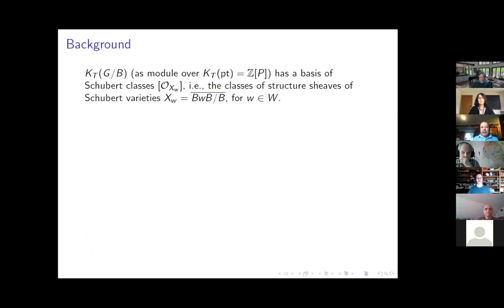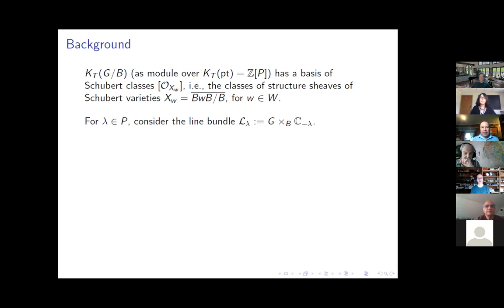So a little background. I will be talking mostly about the T-equivariant K theory. So first of all, just look at the finite generalized flag manifolds G mod B. So the T-equivariant K theory as a module over the T-equivariant K theory of a point, which is identified with the group algebra of the weight lattice, has the basis of Schubert classes denoted O_{X_w}. So these are the classes of structure sheaves of Schubert varieties, which are indexed by Weyl group elements.